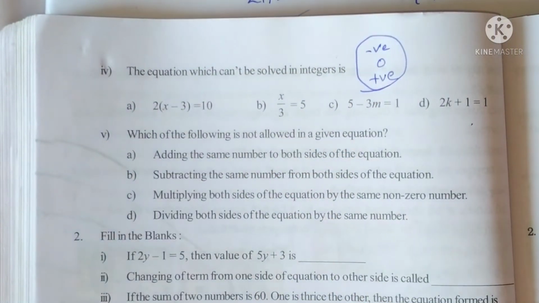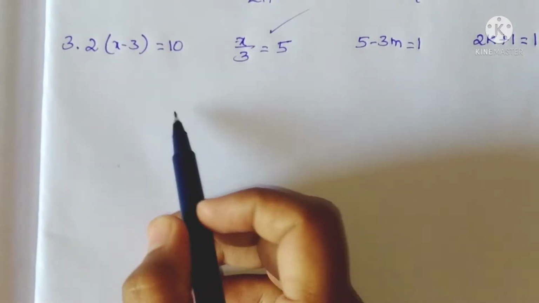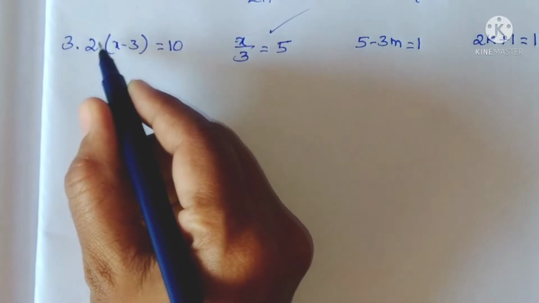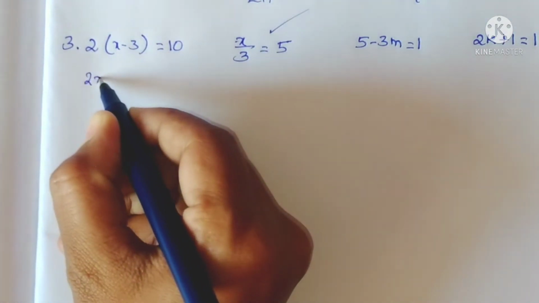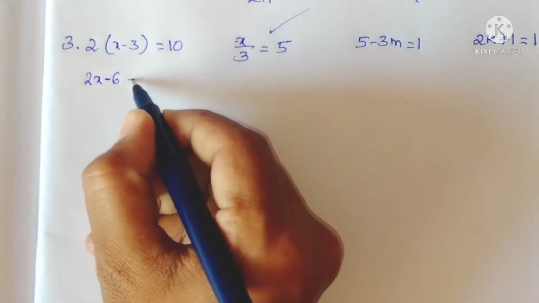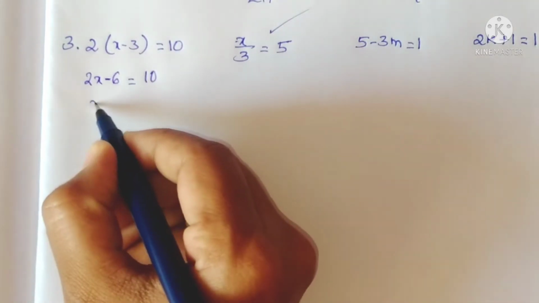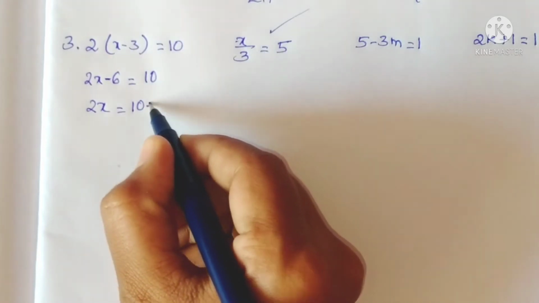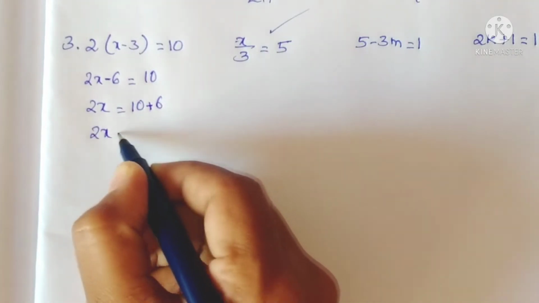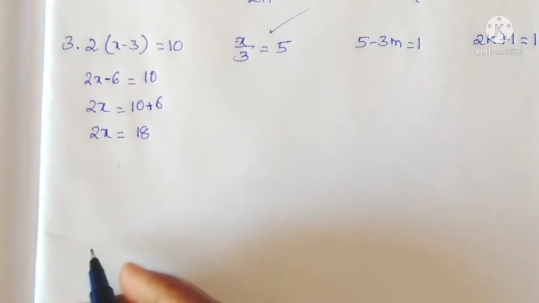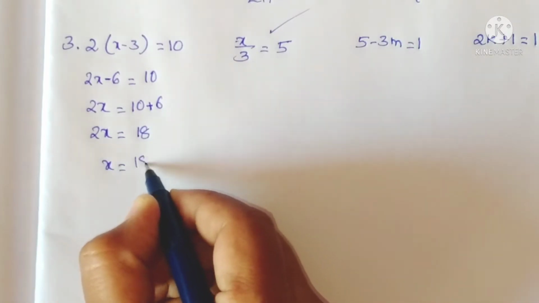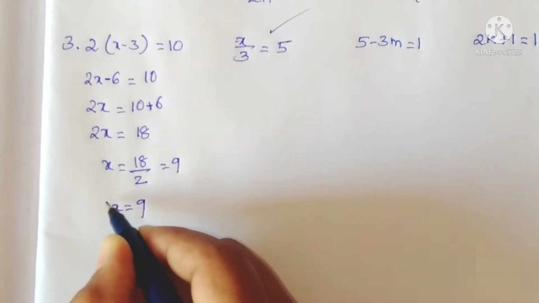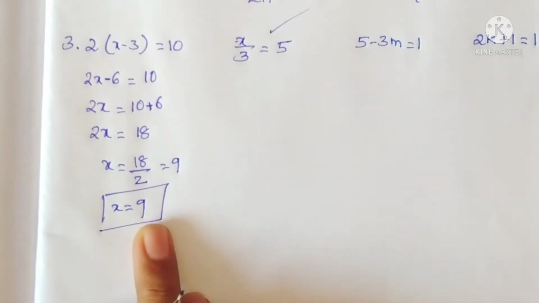So let us solve and see. First one, 2 into x minus 3 equals 10. So if we multiply 2 into x, 2x, minus 2 into 3, 6 is equal to 10. Then 2x equals 10. If we transpose minus 6, it will be plus 6. So 2x equals 18. Then x is equal to 18 by 2. That is 9. So 9 is a positive number and it is an integer.